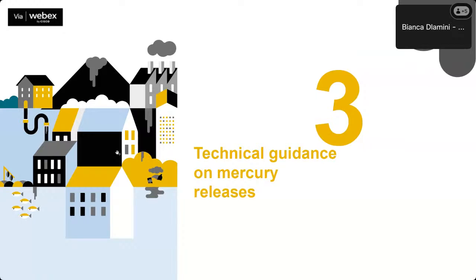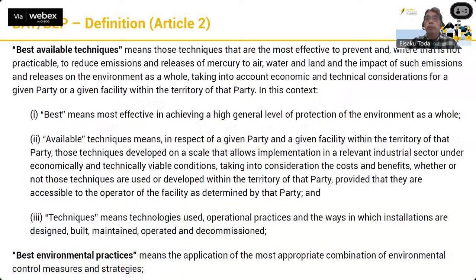Thank you, Bianca, for the presentation and for your hard work for five years leading the group of technical experts. So I'm now presenting the BAT-BEP guidance that was adopted by COP5. Before doing that, I'd like to show you how best available techniques and best environmental practices are defined in Article 2 of the convention. I'm not reading all the text, but I'd like to note that the word "available" also refers to the economical and technical viability that may be different from party to party.